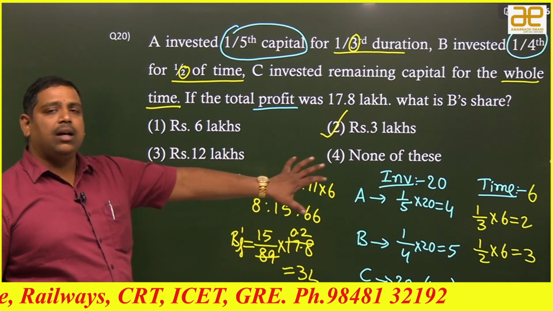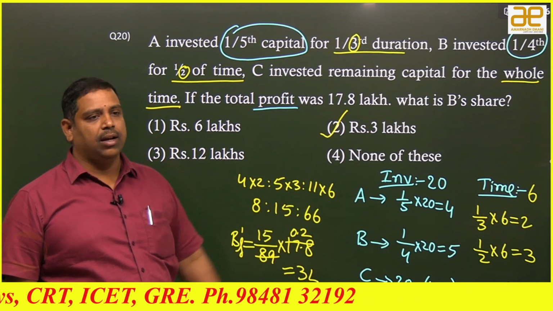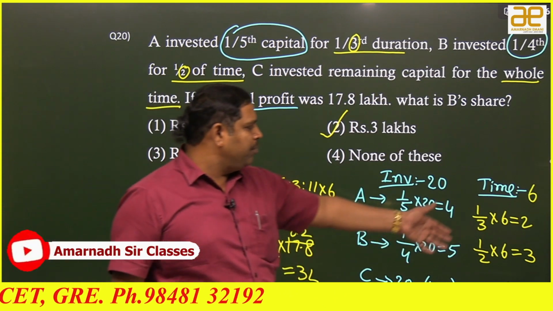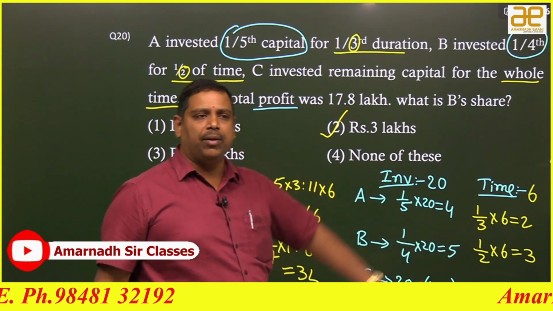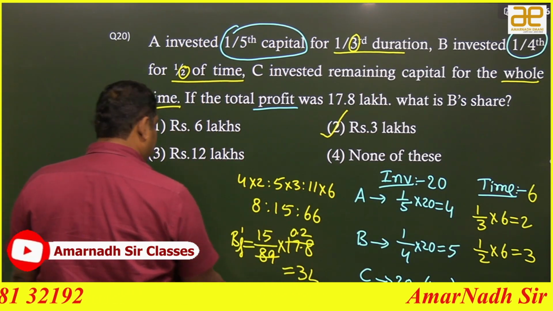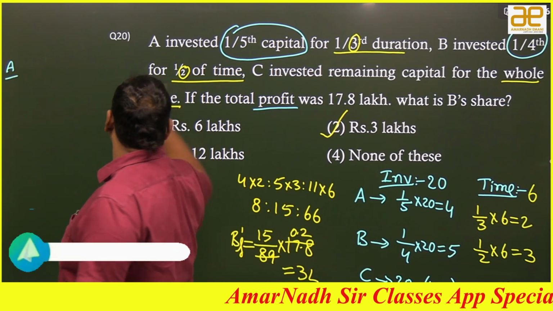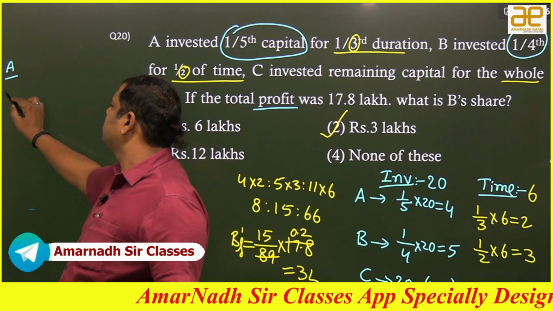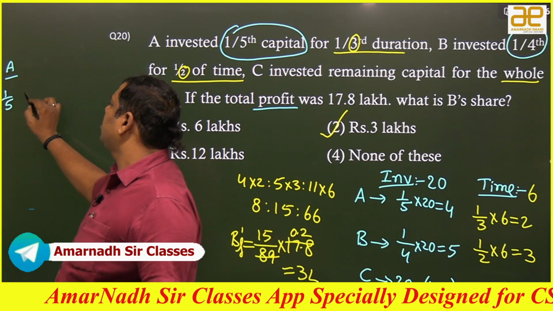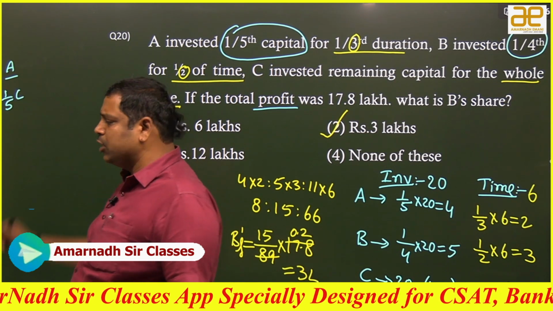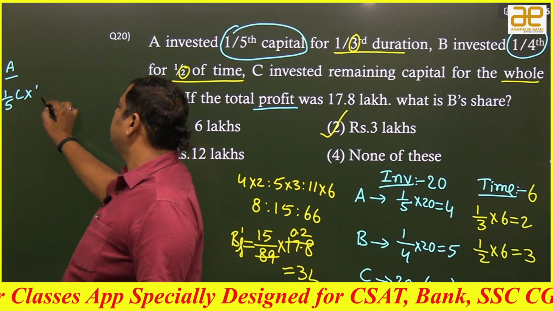So this is known as the processed food, meaning I have clearly made the food for you, right or wrong? Okay. Sir, I don't want any processed food, sir. I will go with the direct one. So A's investment is 1/5 of the capital. So 1/5 into the total capital, and the duration is 1/3 of the time.